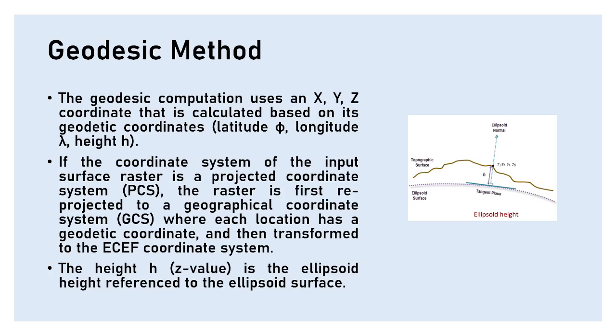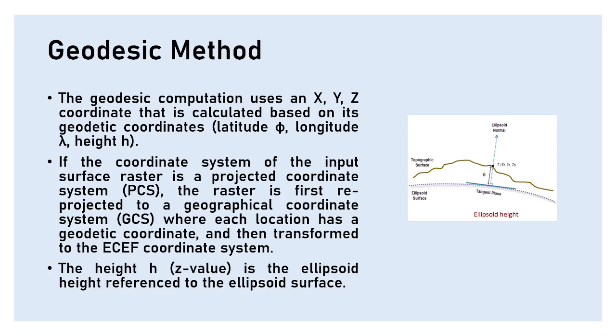So it's kind of like a process, like how you had done in the case of the planar method. First you determine the rate of change along the x direction, y direction, then you calculated aspect, but even then you had to convert it into the compass direction value, right? So similarly, it always prefers that the input coordinate system is geographical. If not, then you have to first reproject it. Then for each location, the ECEF coordinate system is determined.